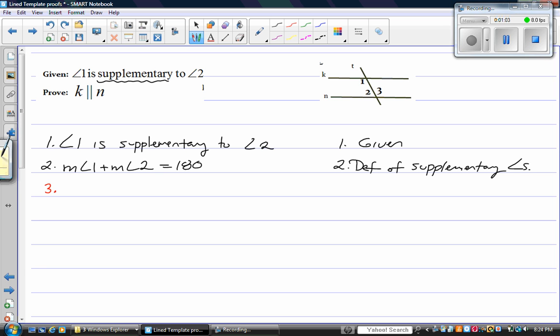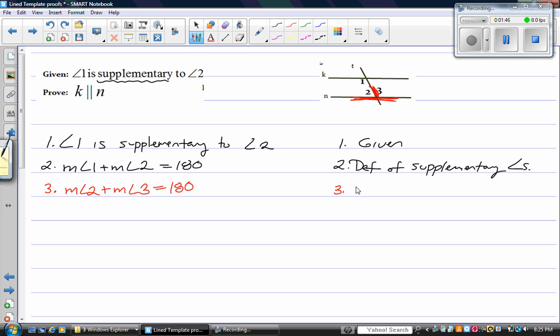If I look at my picture, angle 2 and angle 3, they form this straight line here. When they form a straight line, we called them in class a linear pair before, but we can say that the measure of angle 2 plus the measure of angle 3 is equal to 180. Now that is not the definition of supplementary angles, because I had to look at my picture to get that angle 2 plus angle 3 equal 180 degrees.